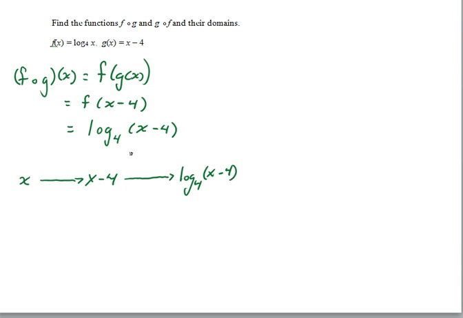And here we have a restriction. x minus 4 must be greater than 0 because the log only accepts positive values. So x minus 4 greater than 0 implies x must be greater than 4. And so the domain of the composition of f with g is equal to the open interval 4 to infinity, not including the 4.